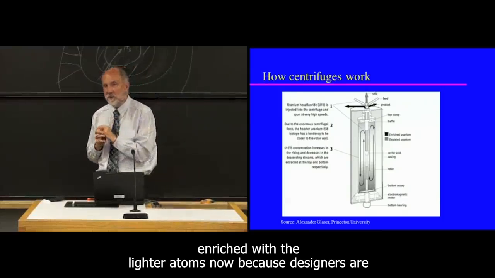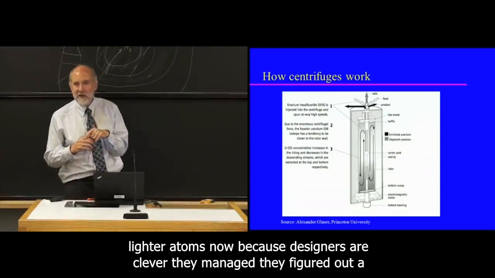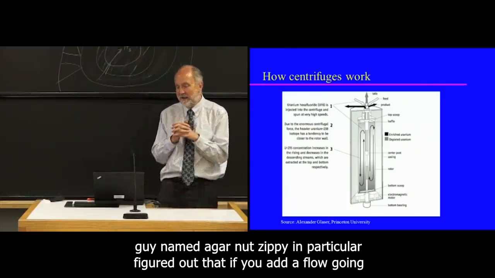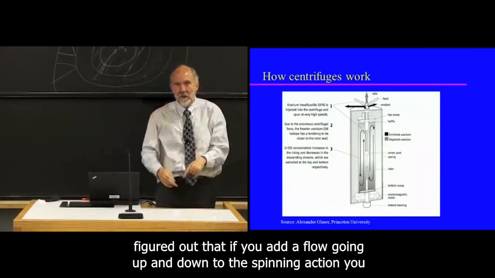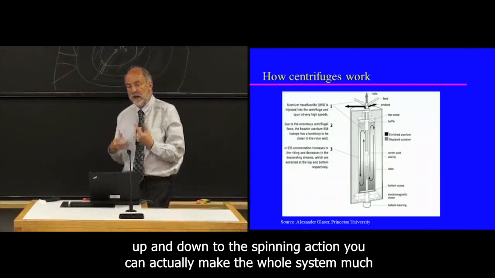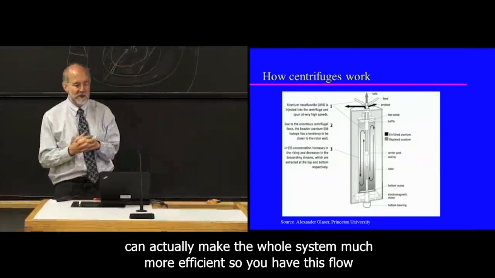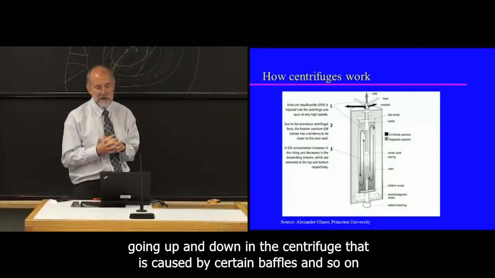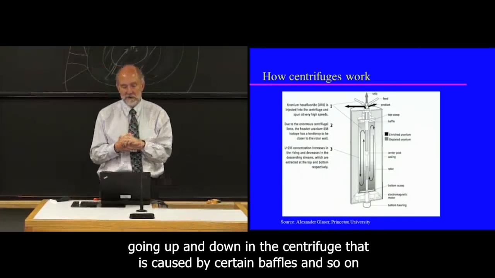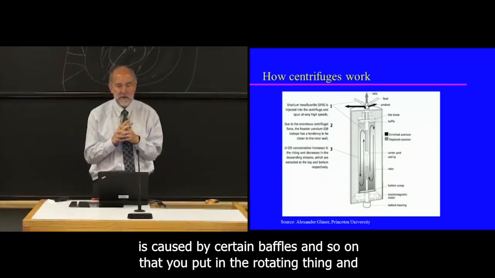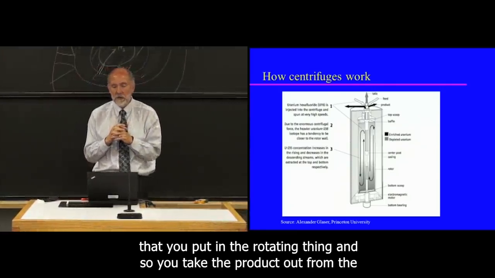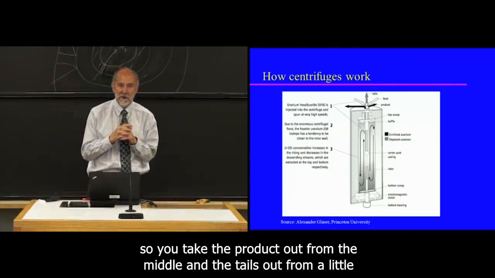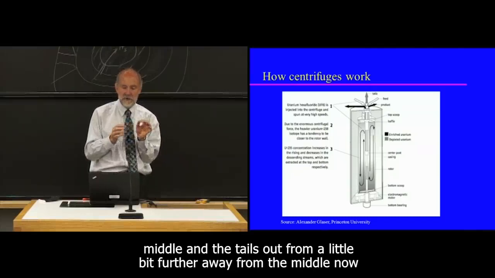Now, because designers are clever, a guy named Gernot Zippe in particular figured out that if you add a flow going up and down to the spinning action, you can actually make the whole system much more efficient. So you have this flow going up and down in the centrifuge that is caused by certain baffles and so on that you put in the rotating thing. And so you take the product out from the middle and the tails out from a little bit further away from the middle.